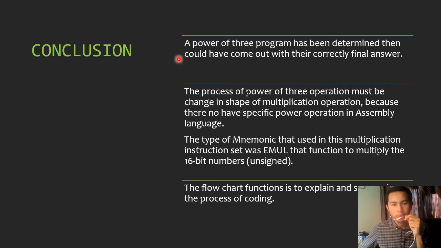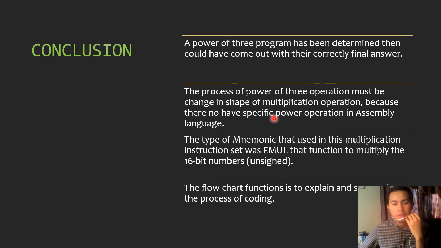The first point for the conclusion: the power of 3 program has been determined and has come out with the correct final answer. This is proved by our result in the simulator, which shows that 1A to the power of 3 is equal to 44A8.